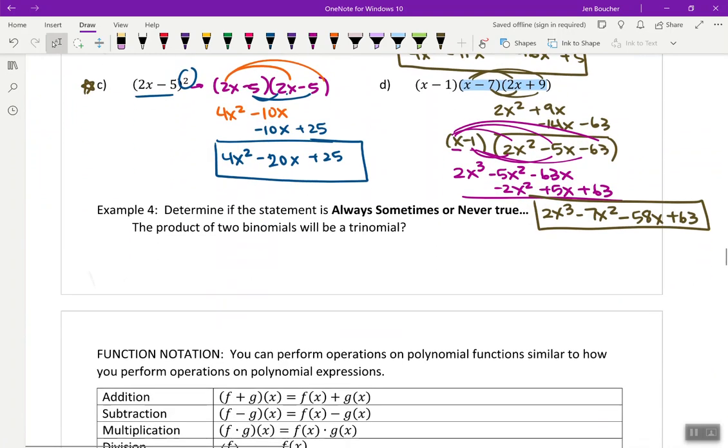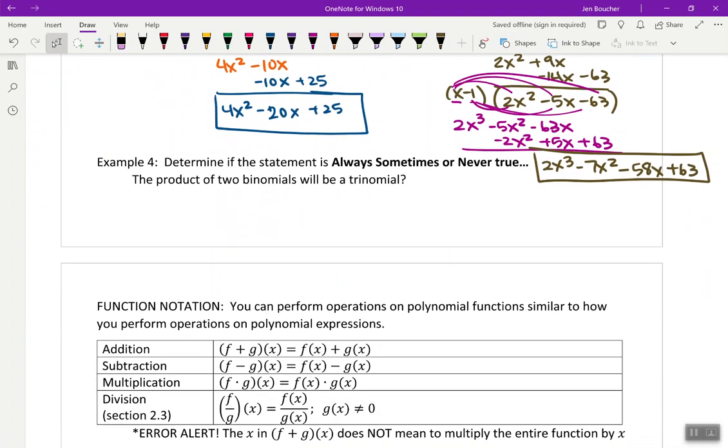Let's move on. Example 4, determine if this statement is always, sometimes, or never true. The product of 2 binomials will be a trinomial, meaning if I multiply 2 binomials together, can I get a trinomial? Always, sometimes, or never.